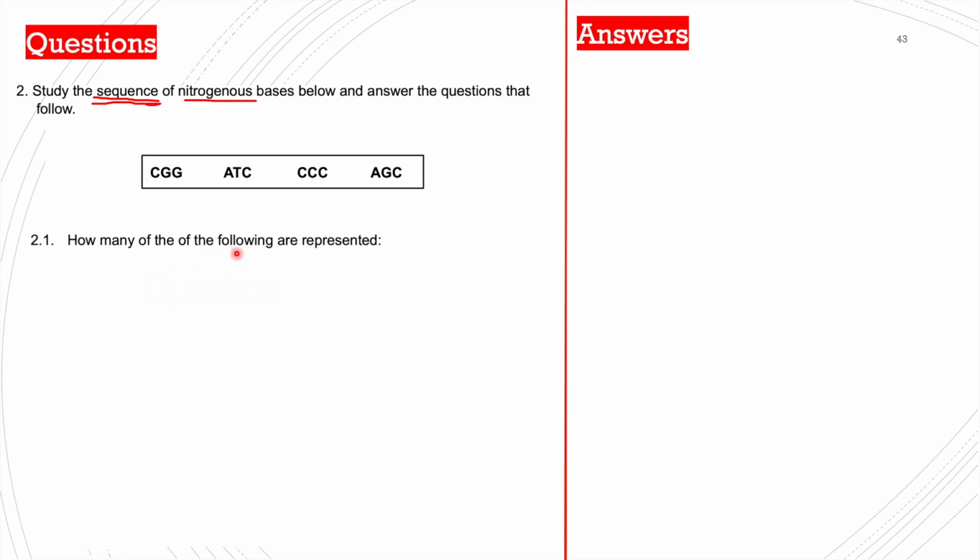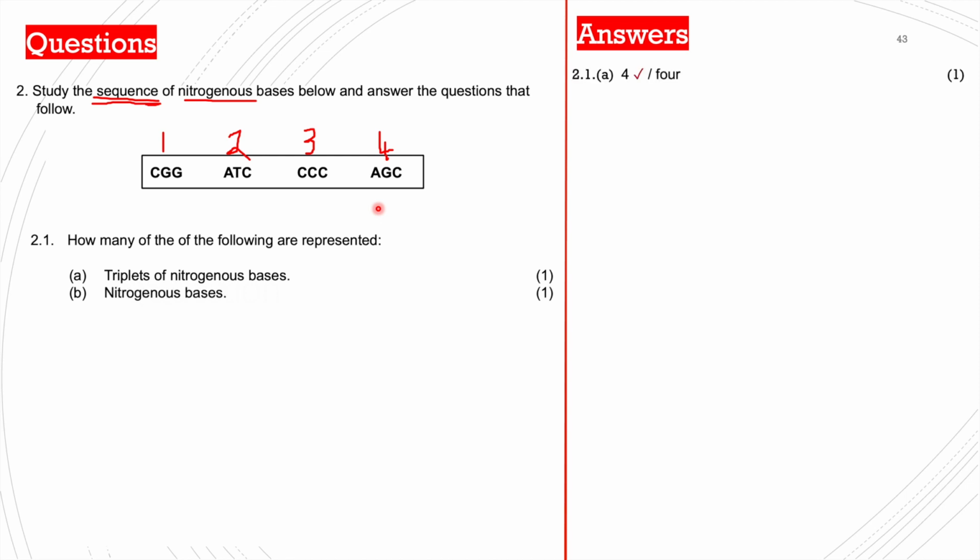How many of the following are represented? Sub-question A of question 2.1, triplets of nitrogenous bases. So how many multiples of 3 do we have? The first triplet, like we said, is AGG. The second triplet is ATC. The third triplet is CCC. And then the fourth triplet is AGC. So these are triplets of nitrogenous bases. One triplet has 3 nitrogenous bases. So how many of these triplets do we have? The correct answer is 4.